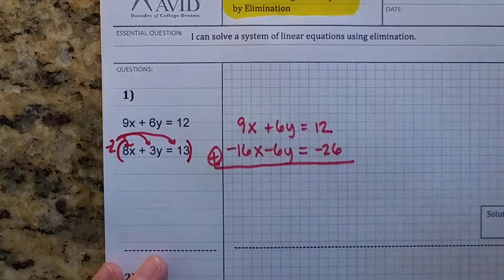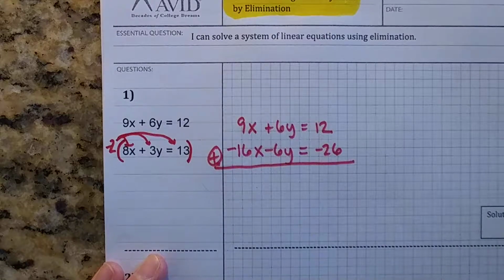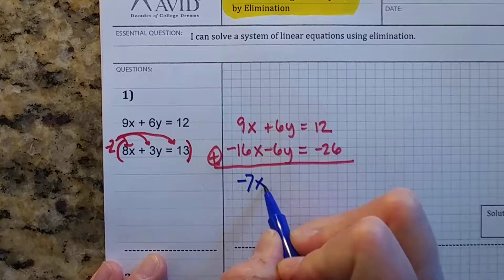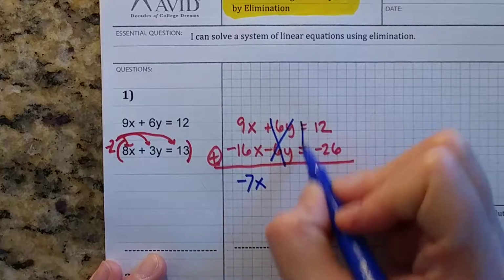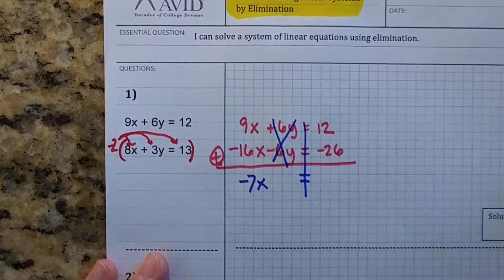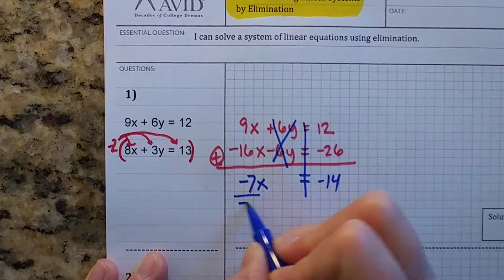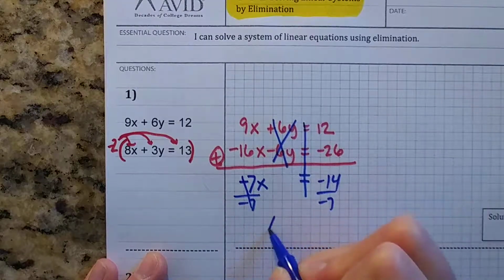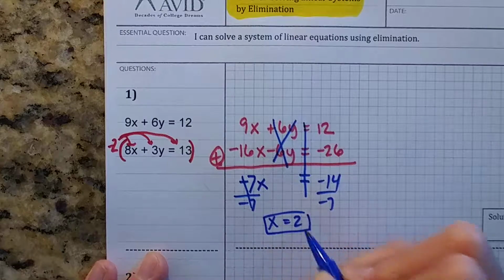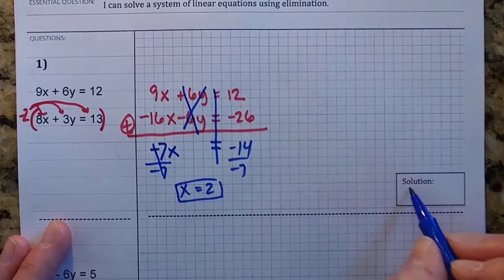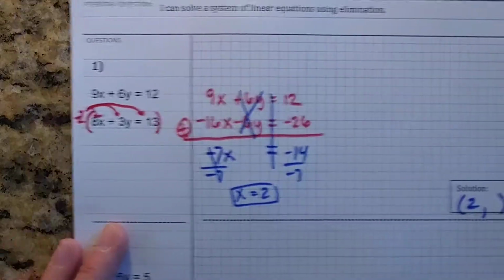9 minus 16, negative 7, cancels out, makes 0. And then we have 12 minus 26, x equals 2. So in our solution box, we know that the x-coordinate is positive 2.